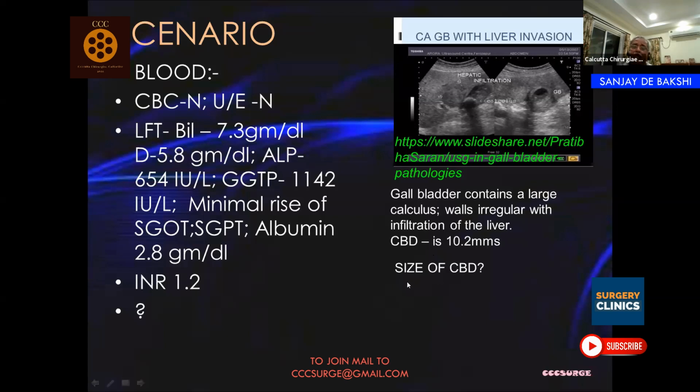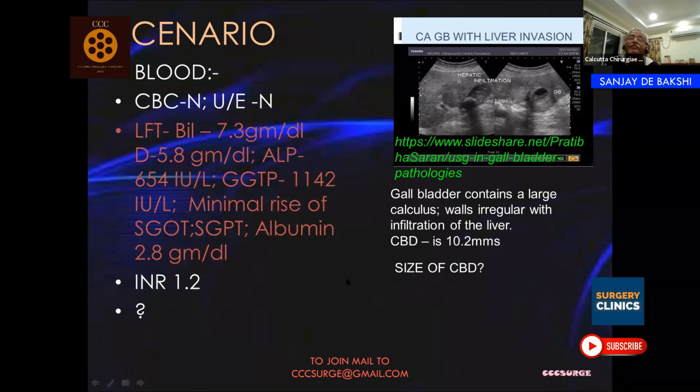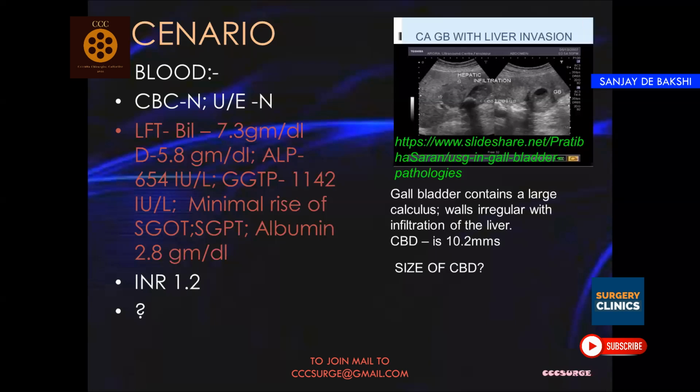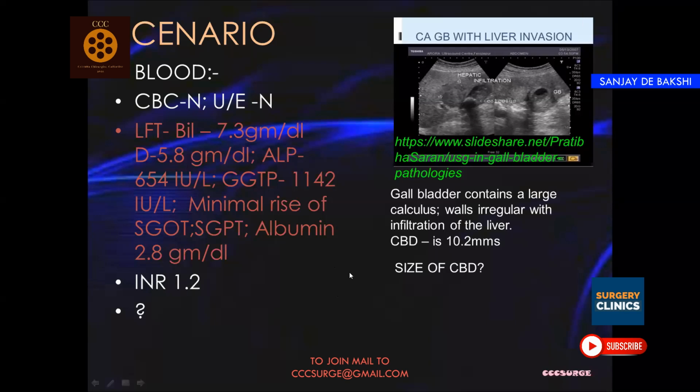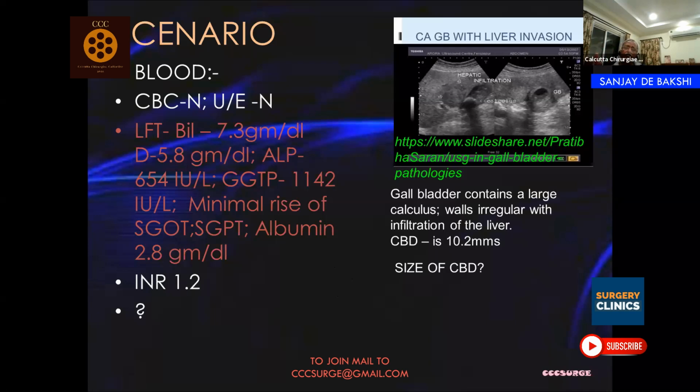So I want you to remember all this, because then what will you do? You've done this, now what will you do? MRCP. Okay, MRCP for IHBR dilatation. You've done an MRCP. It shows a dilated bile duct. Or you've got a dilated bile duct out here.